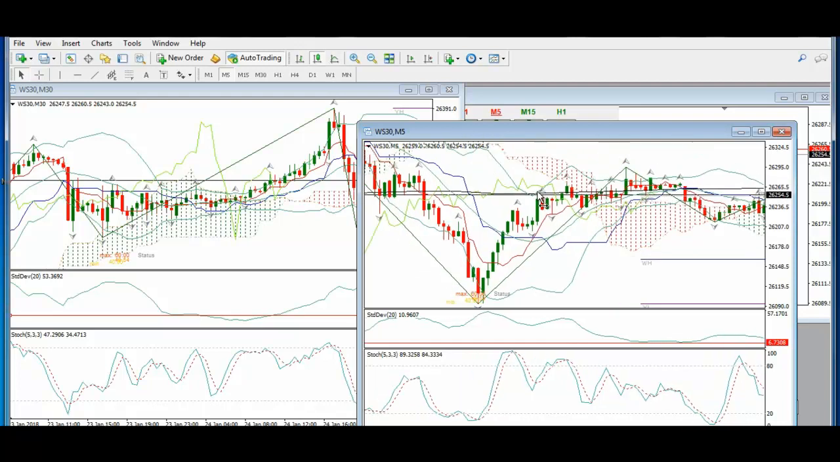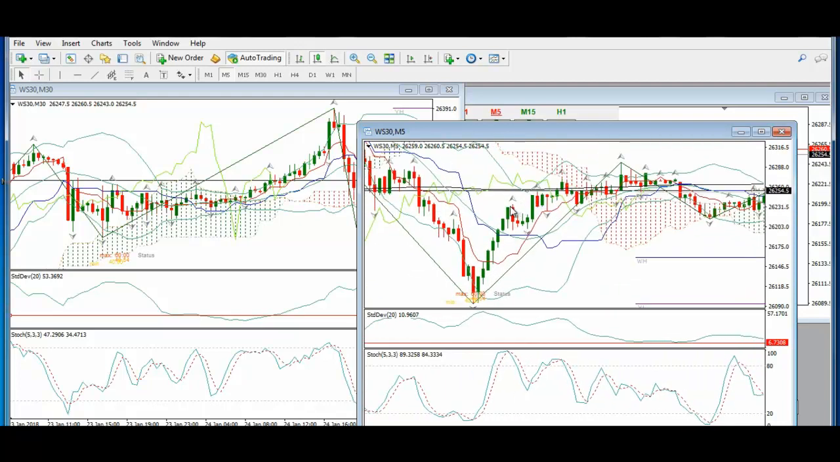If you're a technical analysis guy, you would see that we had higher lows and higher highs. So the trend has changed again. You can follow that again and again and see what's going on.